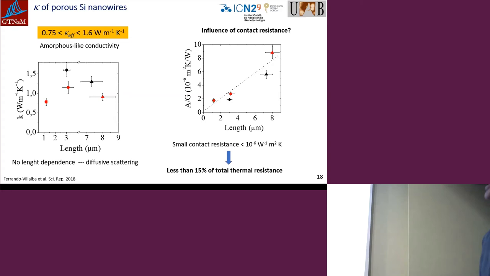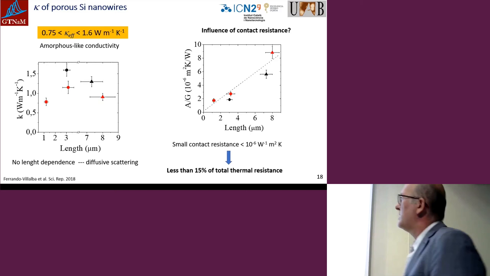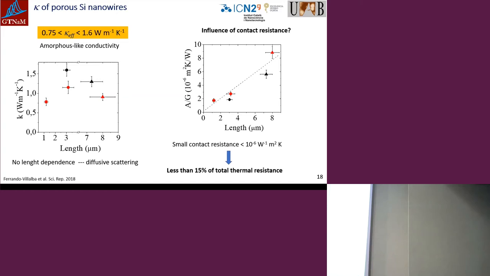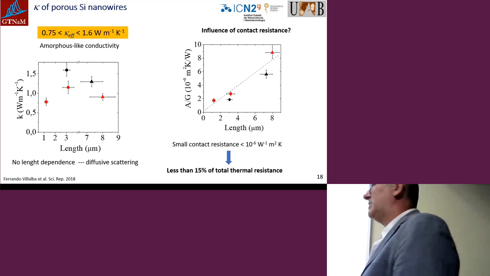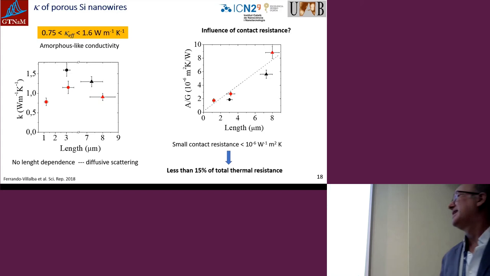But first, you know that they have very low thermal conductivity compared to bulk silicon, which is 150 watts per meter kelvin. And these ones have values of the thermal conductivity that go from 0.7 to 1.7 watts per meter kelvin. So it's much reduced. Here I'm plotting the thermal conductivity as a function of length, okay? And what you see here is that there is not a well-defined length dependence, which tells you that the mechanism of diffusion is not ballistic, which you could guess a priori, but is diffusive.